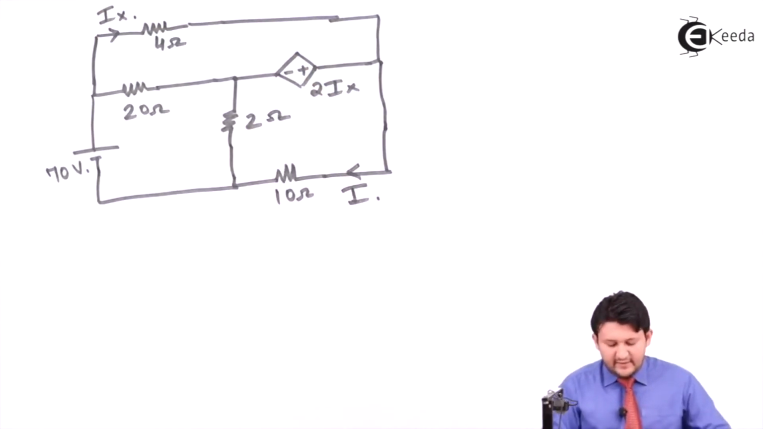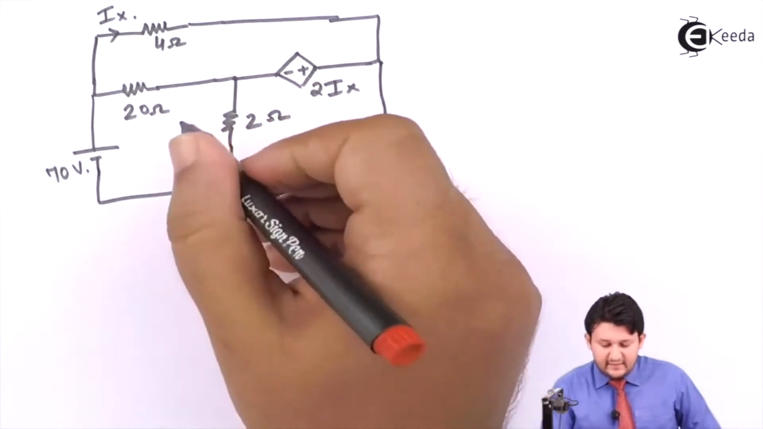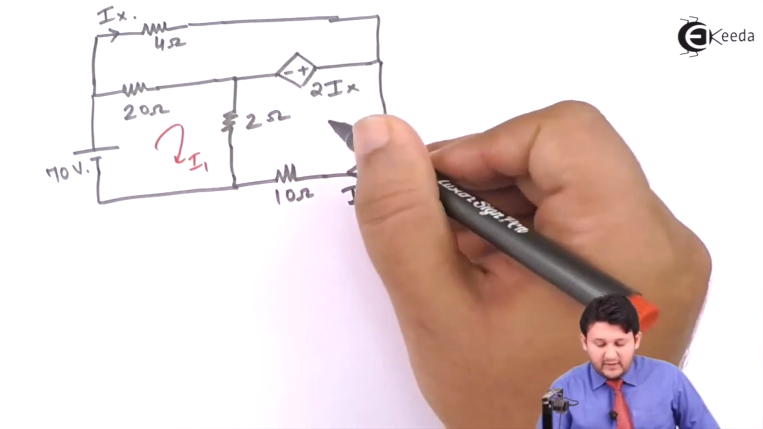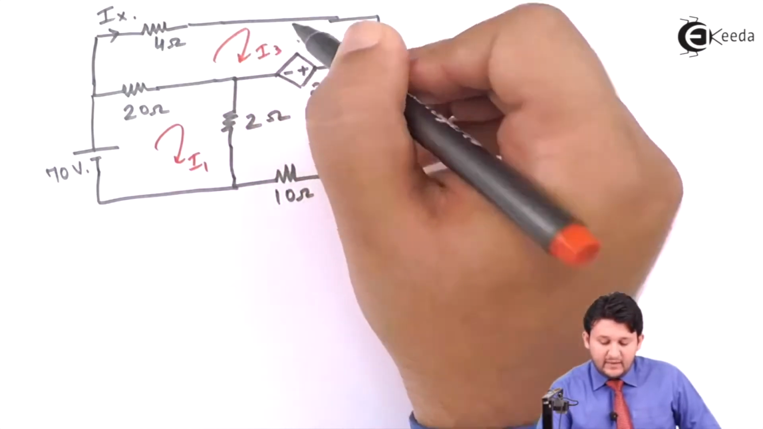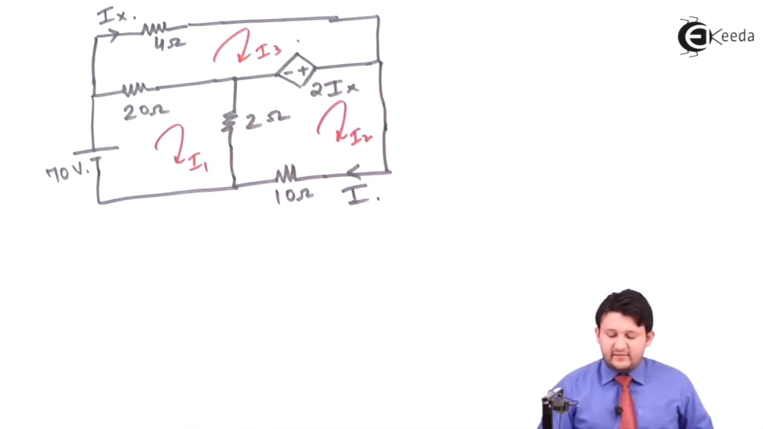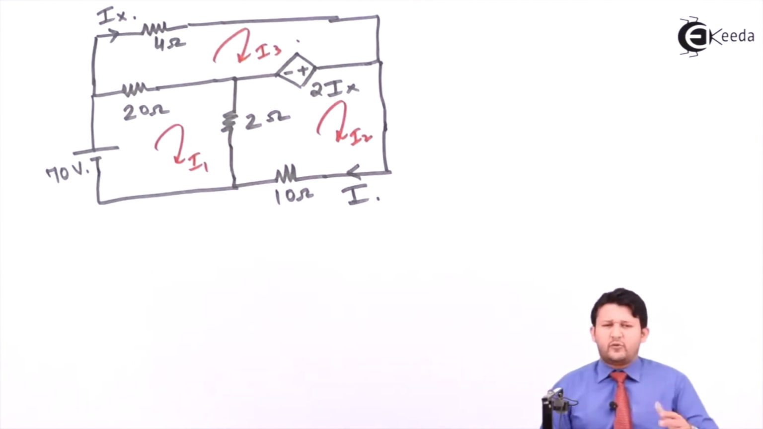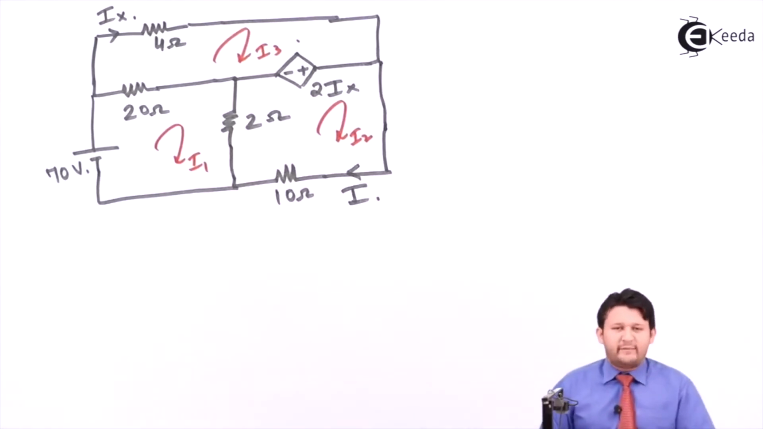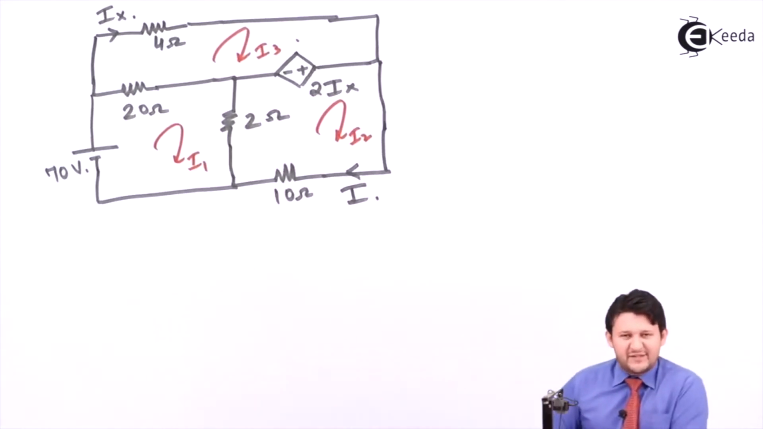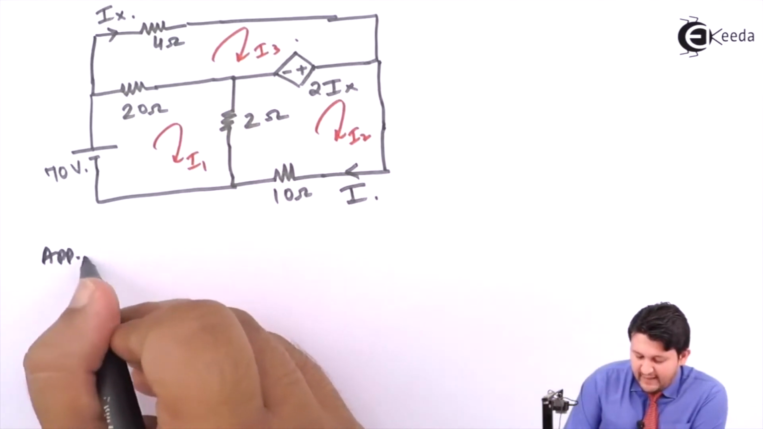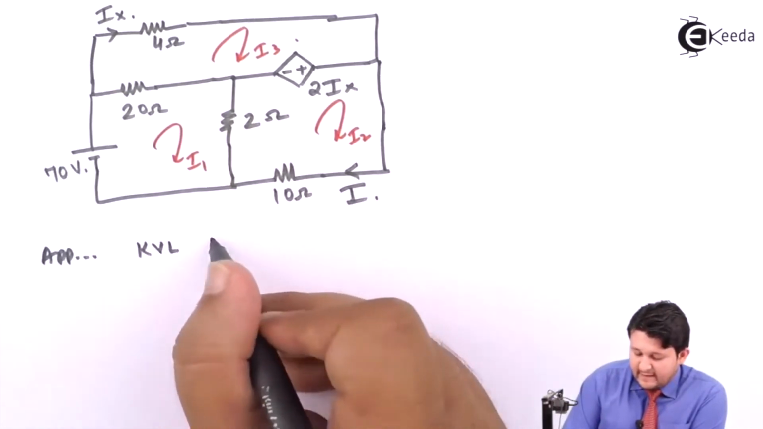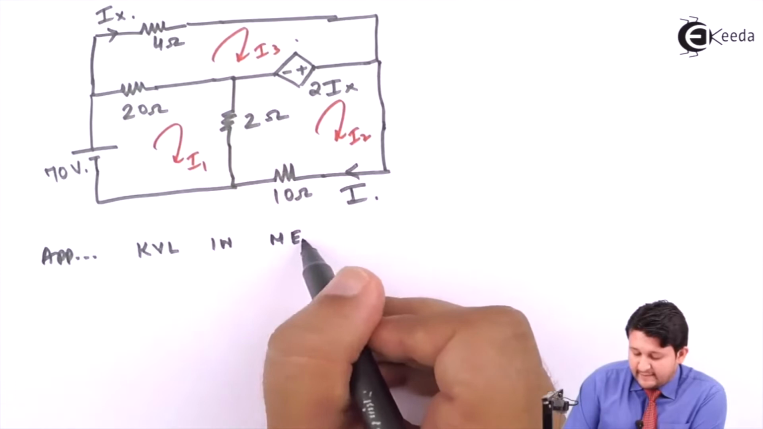So let's solve the circuit. Since we can see there are three loops, put the currents for them, I1, I2, and I3. If you observe, in all three loops, everything is voltage source. So we have three equations. Let's do it one by one. So first, applying KVL in mesh 1.